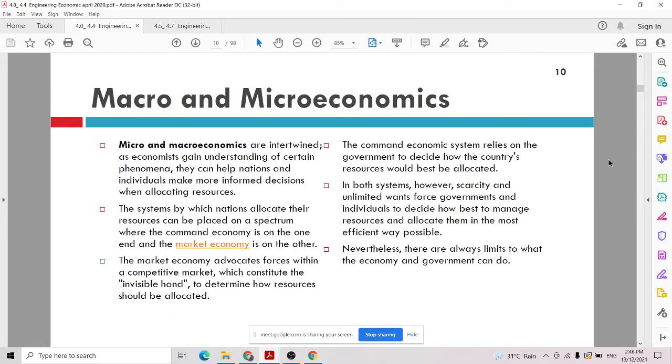Okay, so macro and micro economics. Basically, micro and macro are intertwined and correlated to each other. As economists gain understanding of certain phenomena, they can help nations and individuals make more informed decisions when allocating resources. So basically, you have the resources, what is your option? That is to be gone through by macro and micro.